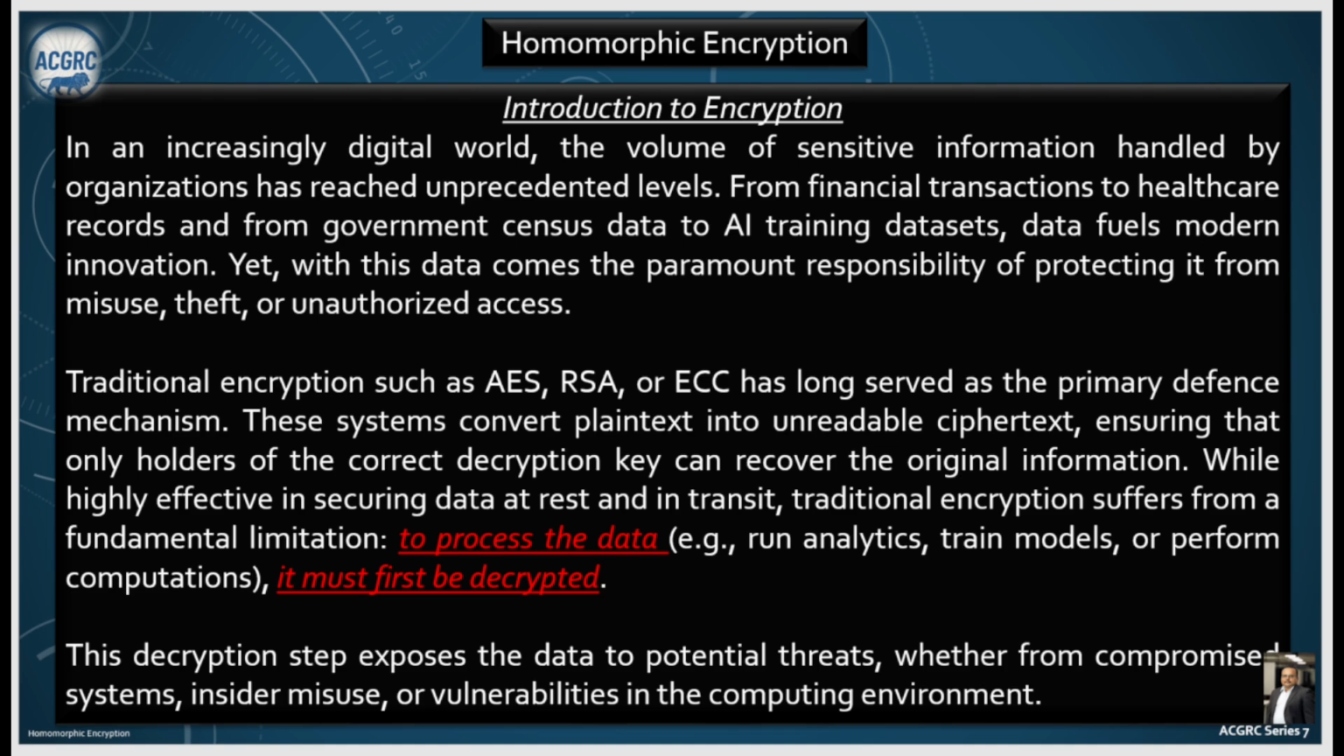Traditional encryption, such as AES, RSA, and ECC, has long served as the primary defense mechanism. These systems convert plain text into unreadable ciphertext, ensuring that only holders of the correct decryption key can recover the original information. While highly effective in securing data at rest and in transit, traditional encryption suffers from a fundamental limitation.